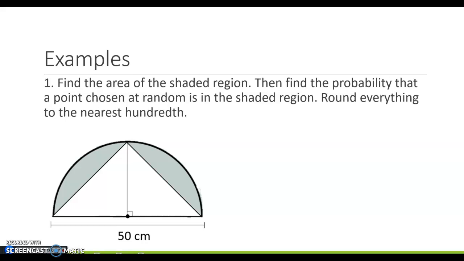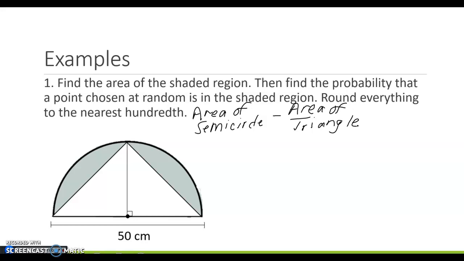So in this picture, it looks like I have a semicircle and then a triangle within it. So in order to find the shaded region, we're going to take the area of the semicircle and we're going to subtract that area of the triangle within it. And that's going to give us the shaded region. So when I think about the area of a semicircle, well, area of a circle is pi r squared. And then it's only half, it's a semicircle, so then divided by 2.